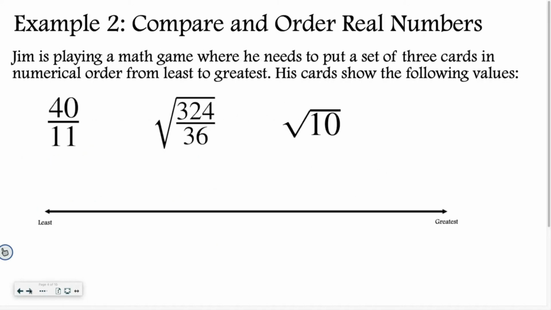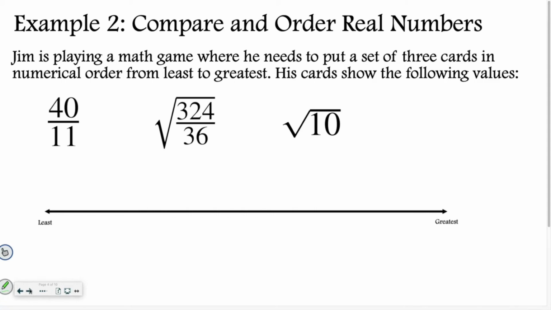Now, example 2, compare and order real numbers. Jim is playing a math game where he needs to put a set of 3 cards in numerical order from least to greatest, okay? Big, long way of saying we're ordering from smallest to biggest, or least to greatest, okay? His cards show the following values: 40 elevenths, the square root of 324 over 36, and the square root of 10.